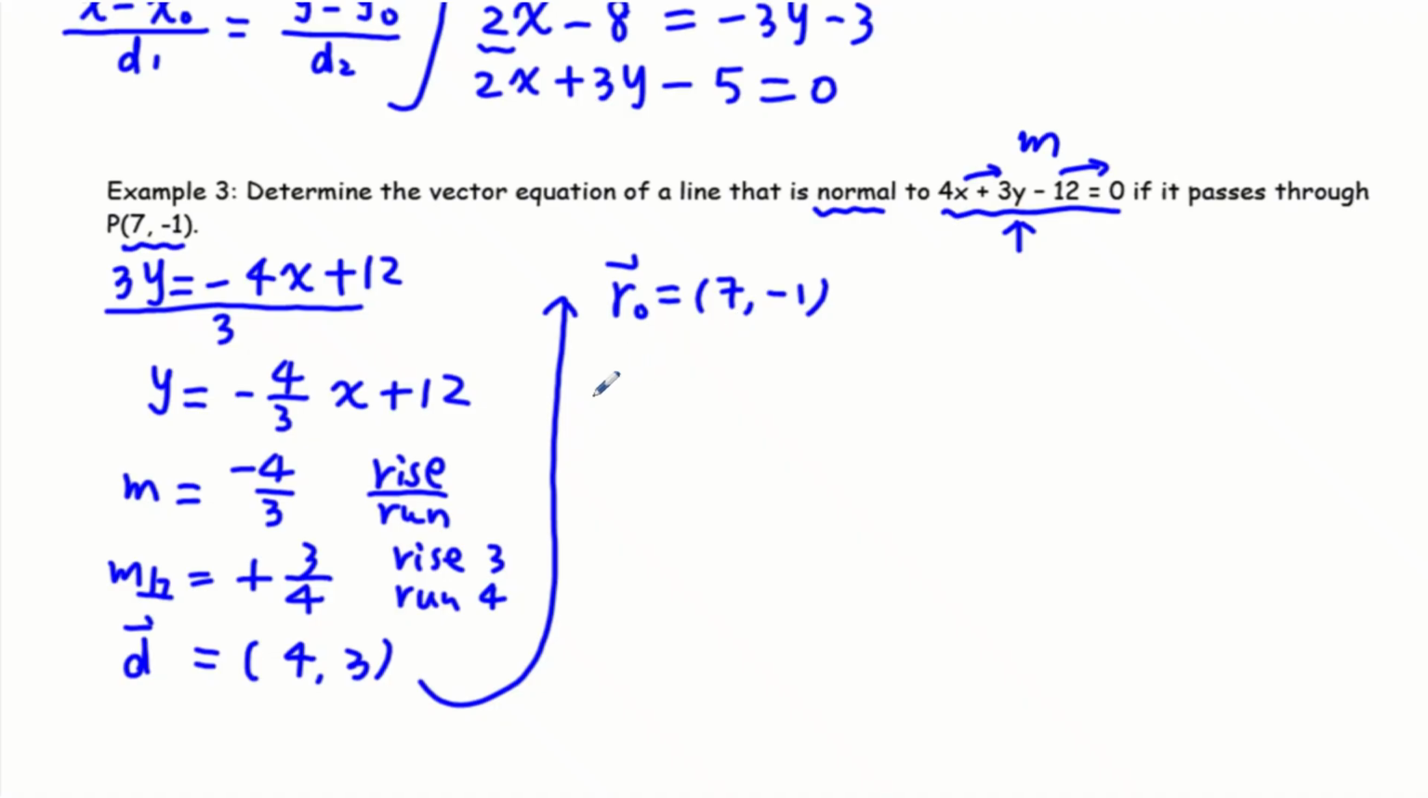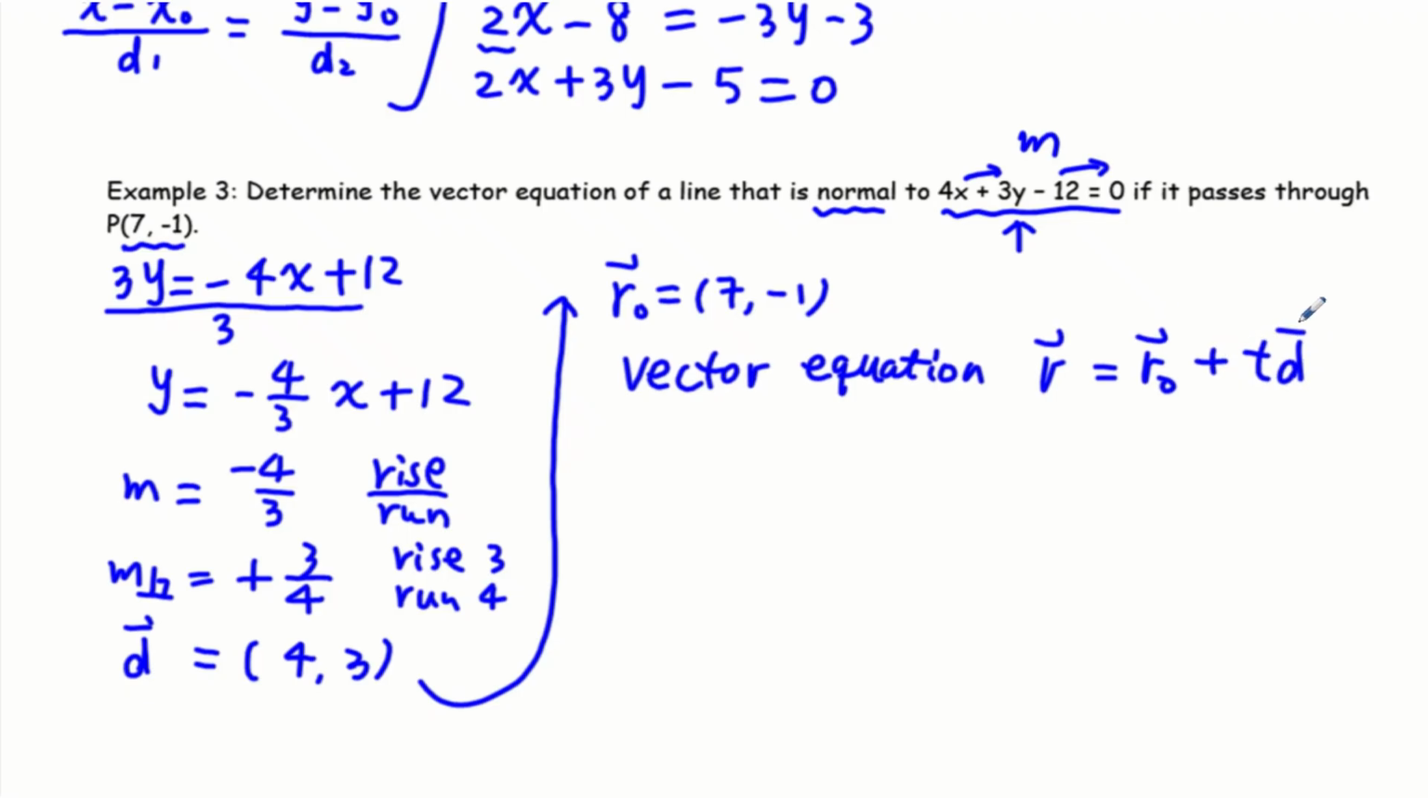Then we could write a symmetric equation again, but because this is a vector equation, we don't have to write a symmetric equation. So you need to know which one is our vector equation. So the vector equation is in vector form. It's r equals r0 plus t times the direction vector. So r equals 7, negative 1 plus t times the direction vector 4, 3. Don't forget, t belongs to all real numbers.